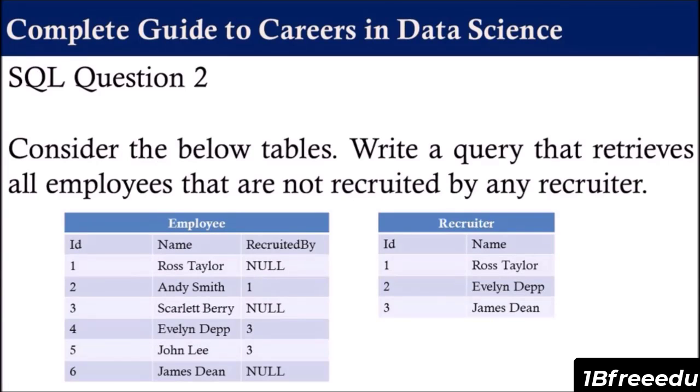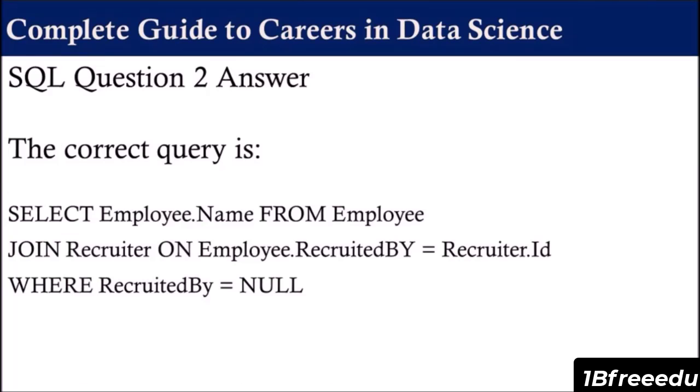The second question in SQL is, consider the below tables. Write a query that retrieves all employees that are not recruited by any recruiter. Let's have a look at the answer. To retrieve all the employees that are not recruited by any recruiter, the correct query is as shown here.